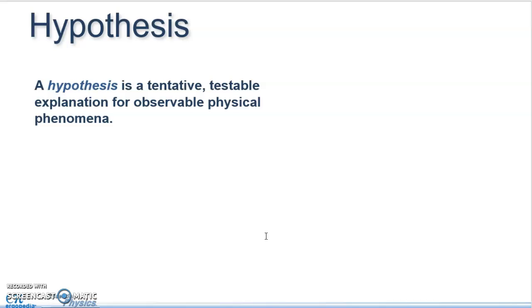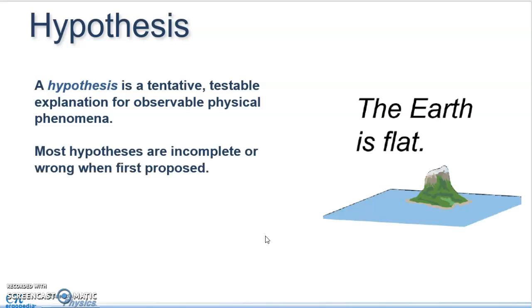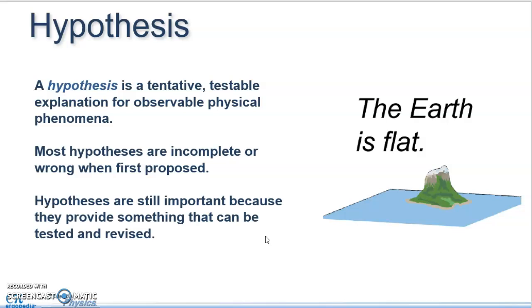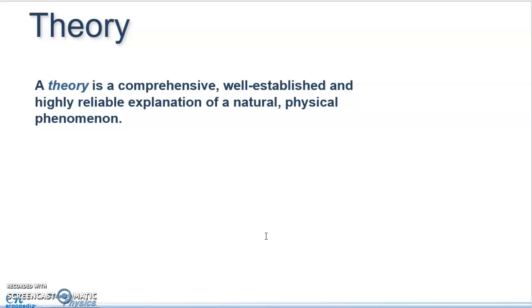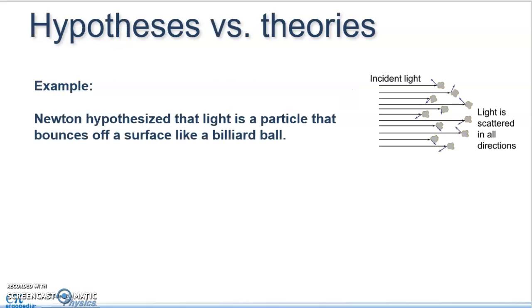All right, so a hypothesis is a tentative, meaning it could be right or wrong, testable explanation for an observable physical phenomenon. It's not uncommon for hypotheses to be incorrect or incomplete. Hypotheses are still important though, because you can test them and revise them. And then a theory is going to be comprehensive and more well established. All right, so we'll talk about hypotheses versus theories.